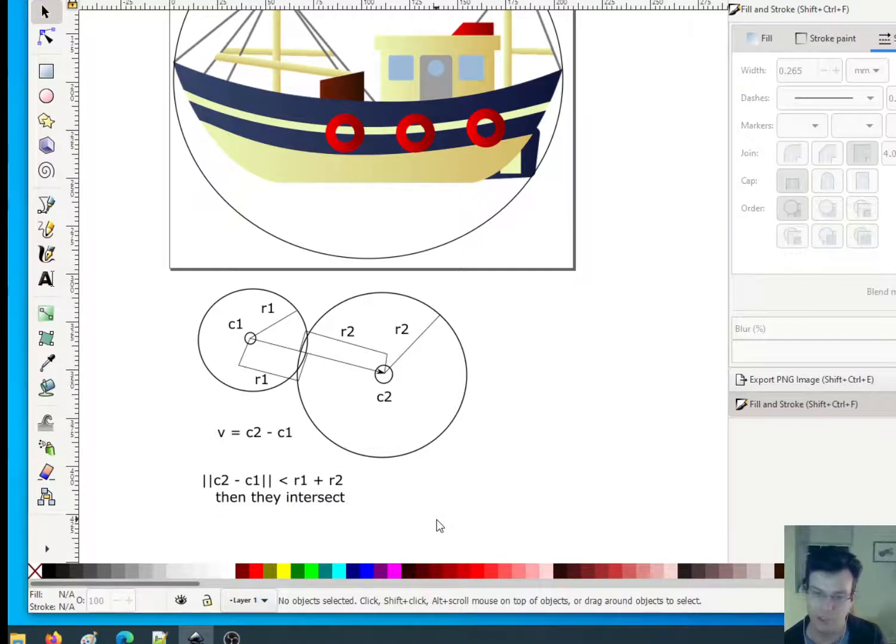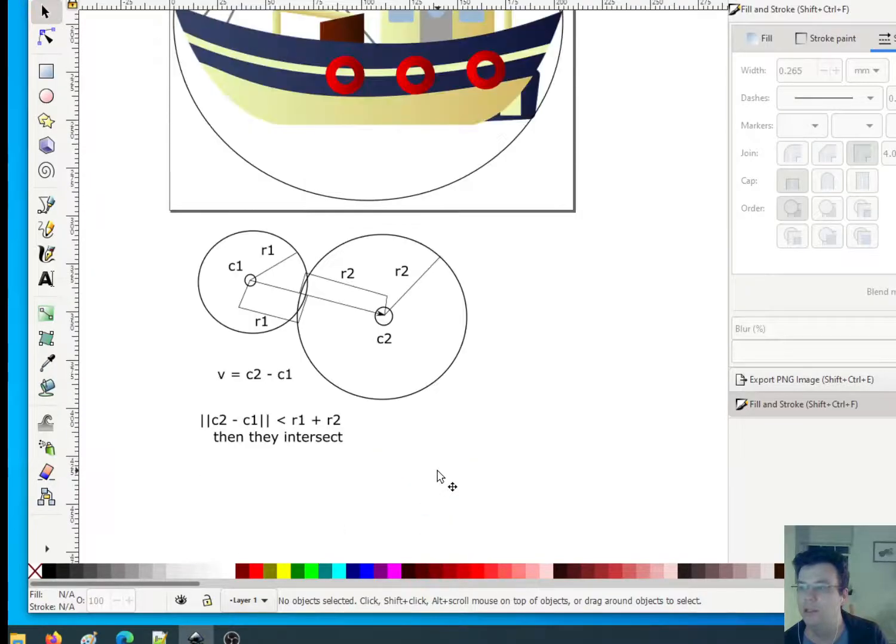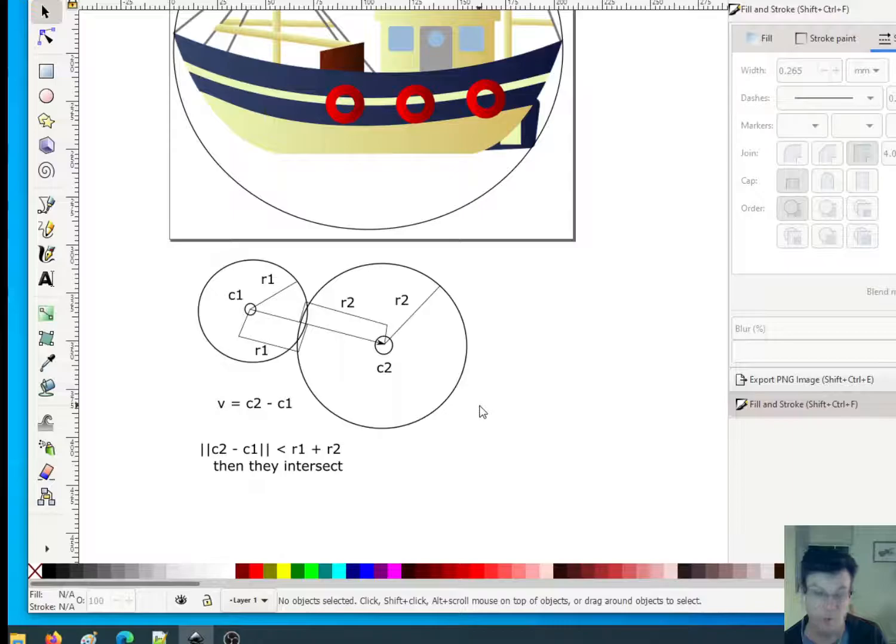This is a pretty quick check, and it's easy to do. If you wanted to save yourself a square root, you could just square both sides, and so you would get the dot product of C2 minus C1 with itself is less than R1 squared plus 2 R1 R2 plus R2 squared, so you'd FOIL there. Okay, that's it. I would like you to implement this in JavaScript real quick, and we will use it tomorrow.